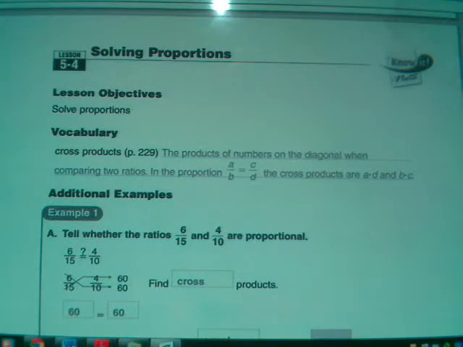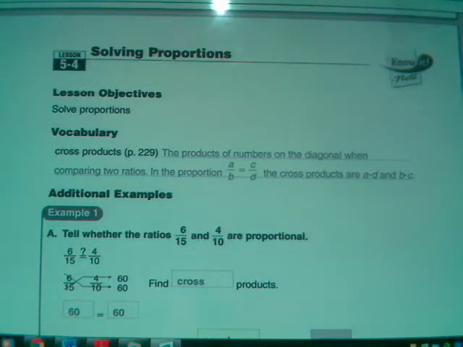Cross products are the products of the numbers on the diagonal when comparing two ratios. In the proportion A over B equals C over D, the cross products are the result of A times D and B times C. Again, the products of numbers on the diagonal when comparing two ratios.